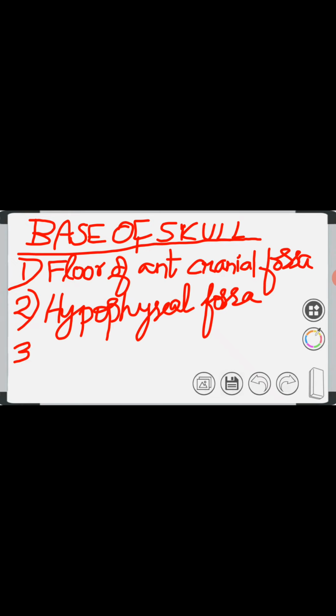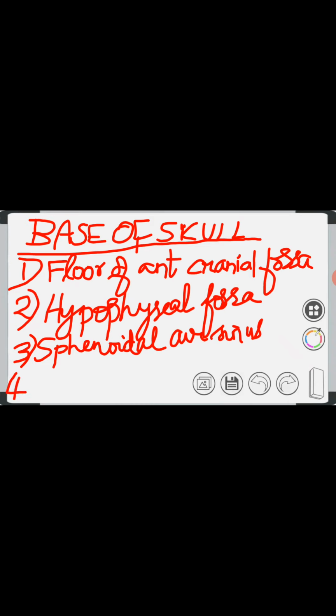The next structure which is visible in the base of the skull is the sphenoidal air sinus. This sinus lies anteroinferior to the hypophyseal fossa. The shadows of the orbit, nasal cavities, ethmoidal and maxillary sinuses all lie superimposed on one another below the anterior cranial fossa.